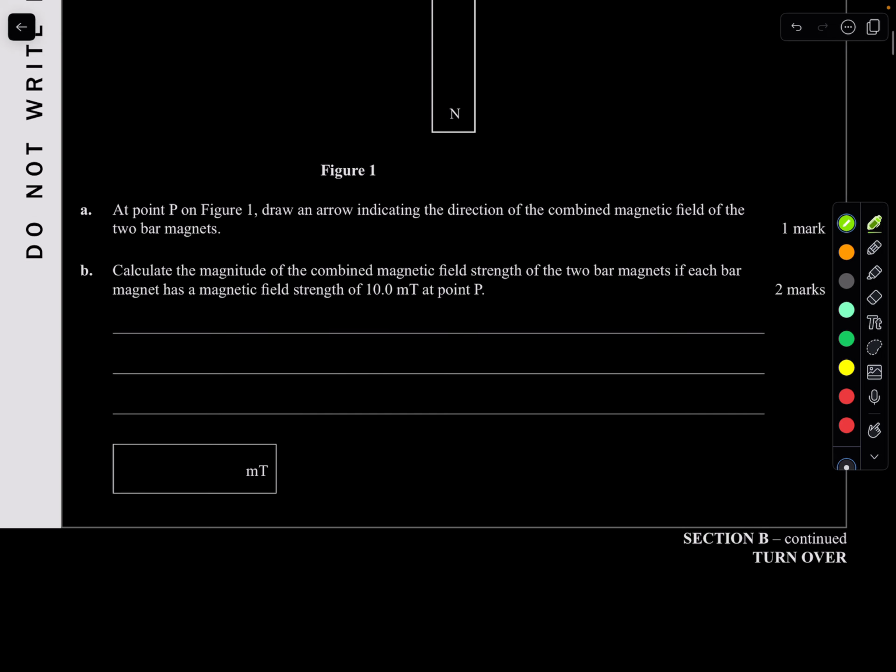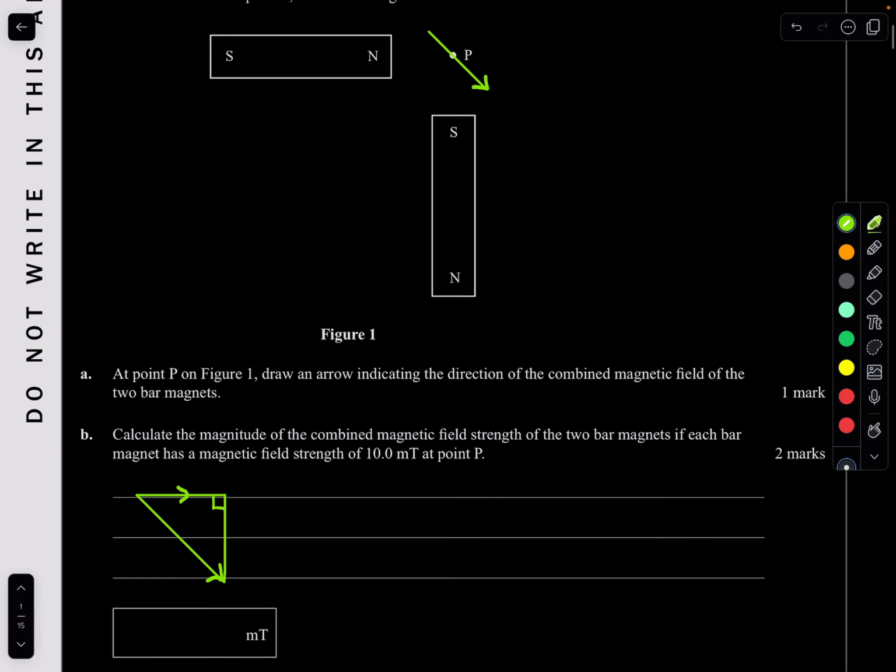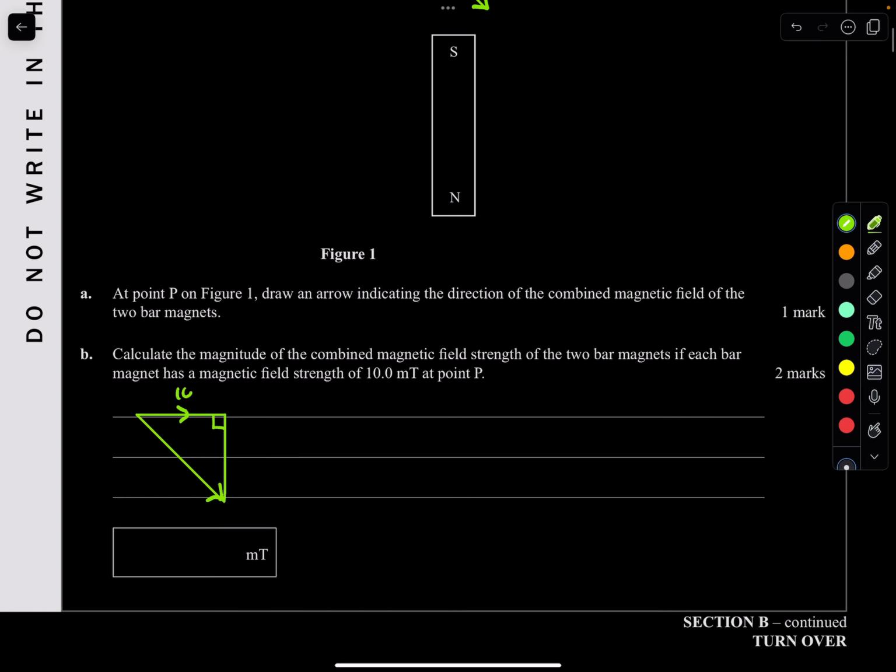Beautiful. So you know how we drew that triangle? It was like this. All we have to do, if we know that the magnetic field coming out of that North Pole was 10 milliteslas, and also from this one too, it's 10 milliteslas.